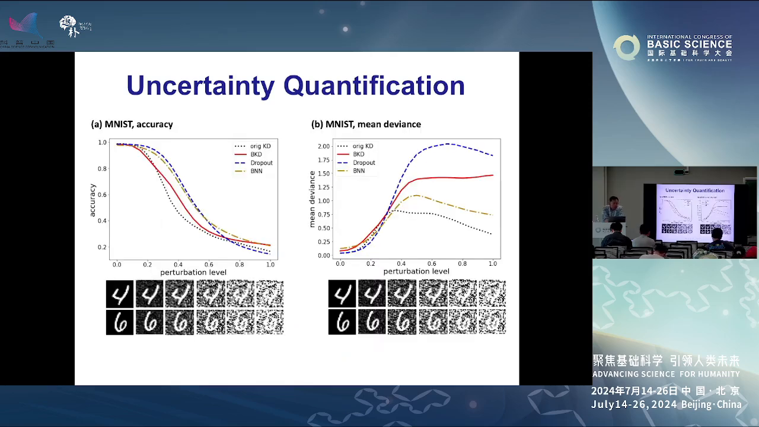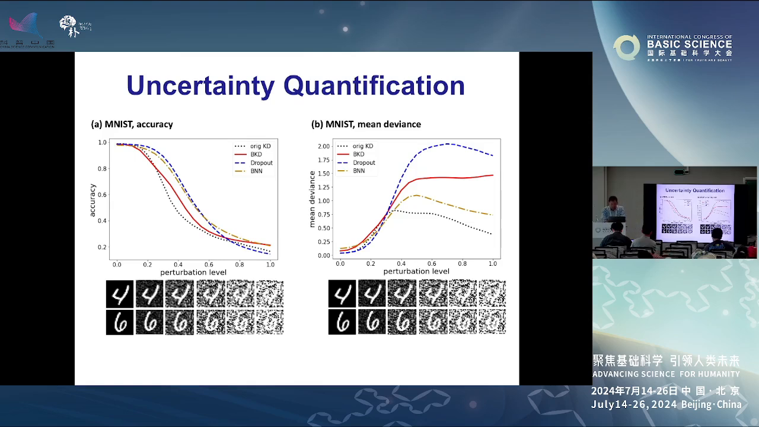Then we want to make sure our uncertainty estimate really makes sense. That is, for the MNIST data, we gradually add some noise to make it more and more blurry. Then we are supposed to see the accuracy of the prediction drop, and at the same time, our events, which measure the uncertainty, should increase. What we find is that only our BKD, Bayesian knowledge distillation, keeps on increasing. All the other ones, after a certain point, have a turning point and then show some weird behavior.